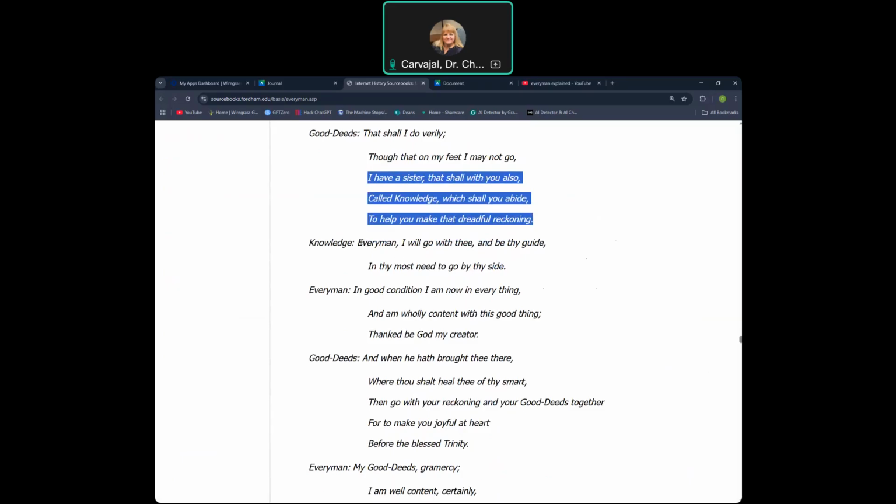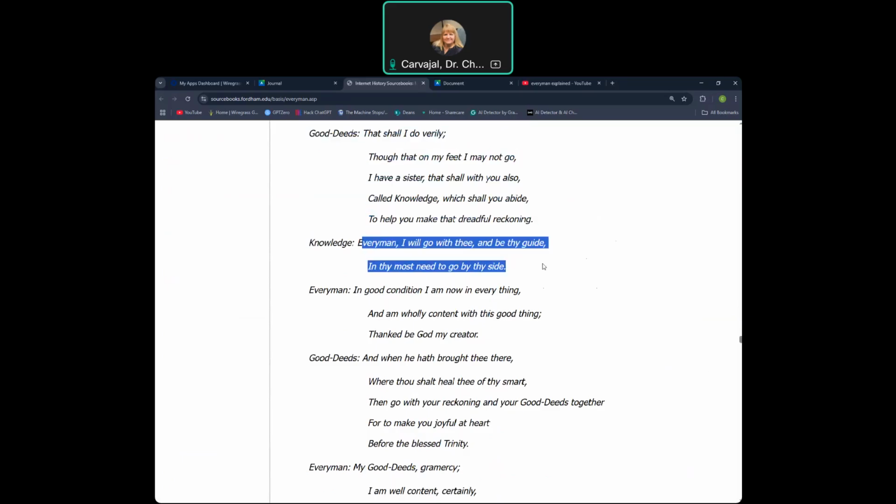And so Knowledge, the sister of good deeds, comes in. You could call it wisdom. That's probably a better word than knowledge, at least translating to our language. Although this is a modern English sort of translation of the early Middle English. But she says, Everyman, I will go with thee and be thy guide, and in thy most need to go by thy side.